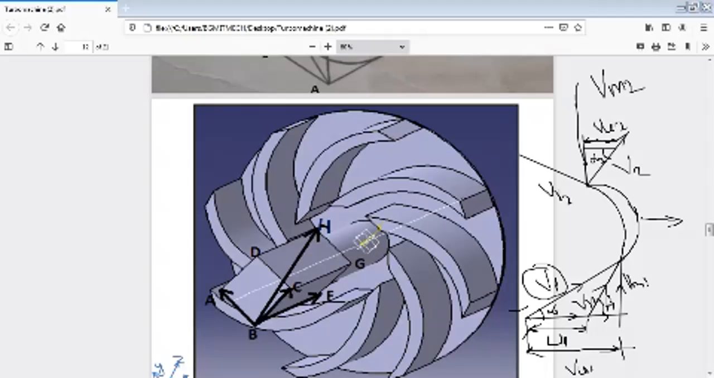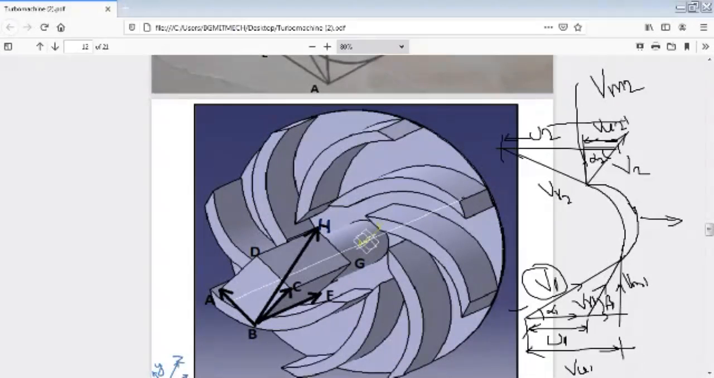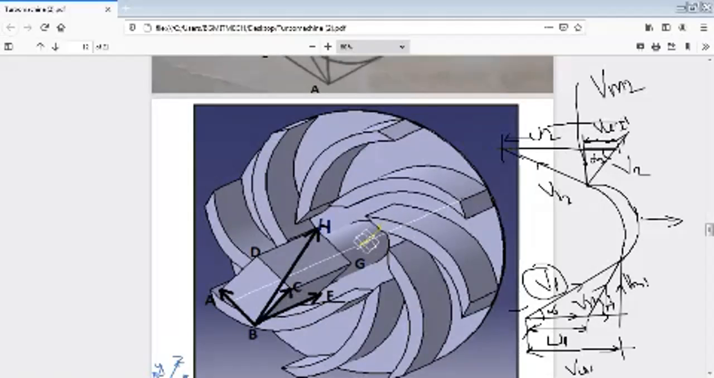Now I will join this line here. So this distance, the difference between V2 and VR2, is U2. Sorry, this is the tangential velocity. U2 is known as the tangential velocity at outlet. This angle is beta 2. This angle is beta 2, and you can show it as beta 2 dash or beta 2, and you can refer to it afterwards when you are solving the problem.